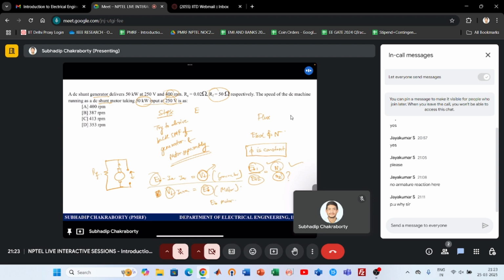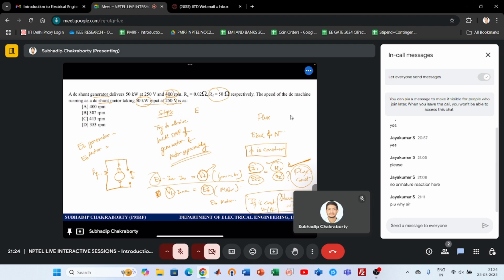EB of generator can be directly found out, and the flux is constant, right? Because it is a shunt machine. So for shunt machine with same VT, phi is constant. Why phi is constant? IF is constant, because IF is what? VT by RF. So phi remains constant, flux constant. So once you do that, you will find EB generator and EB motor. So we'll write that for you and also write the answer.